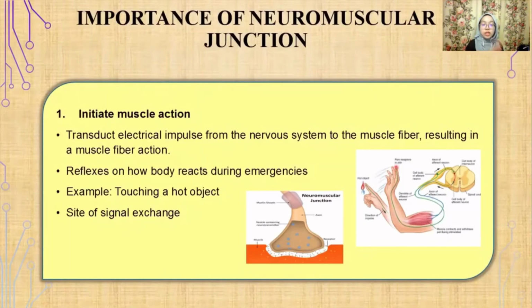If we touch a hot object, we will immediately pull our hand away. This is because the sensory neurons in our hands are activated by a stimulus that we send to our central nervous system, and a motor response through the neuromuscular junction is sent to our skeletal muscles that enables us to pull our hand away, which is why the neuromuscular junction is the site of signal exchange that allows muscle contraction to pull our hand away, which will prevent our hand from being burnt by the hot object.